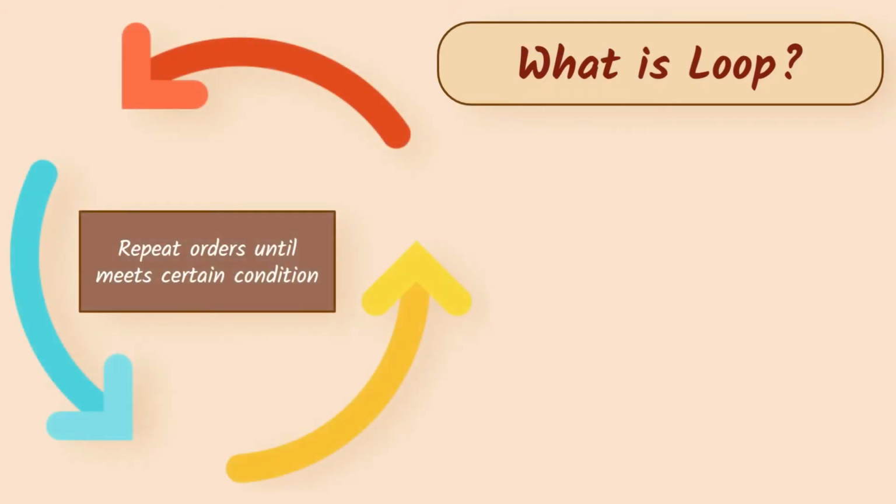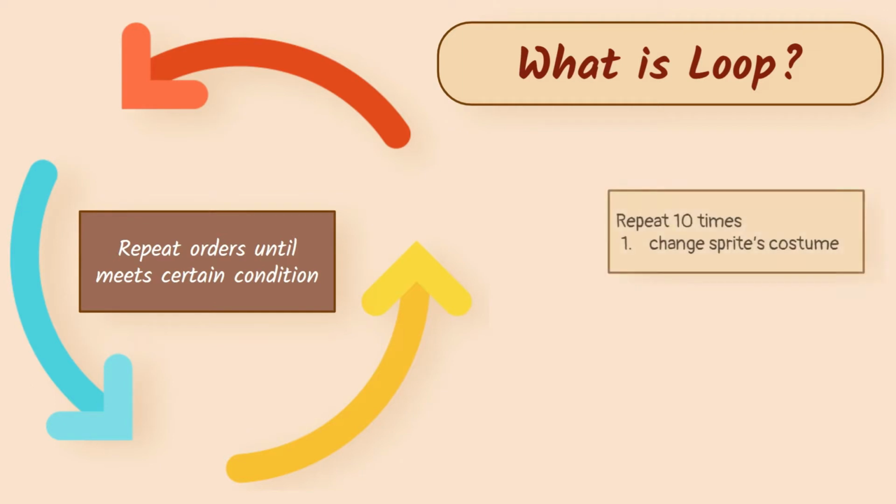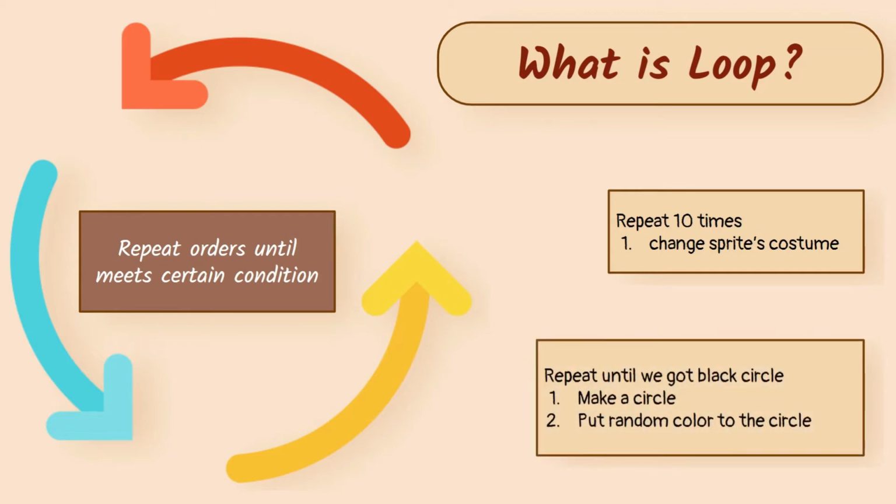Encoding. A loop is a way to repeat the same orders or codes until the computer meets a certain condition. For example, you can tell the computer to change the sprite's costume 10 times. Or tell the computer to make a circle, color it with a random color, and keep going until a black circle comes out.